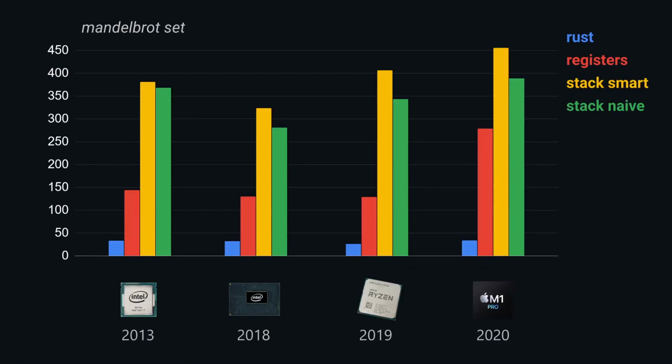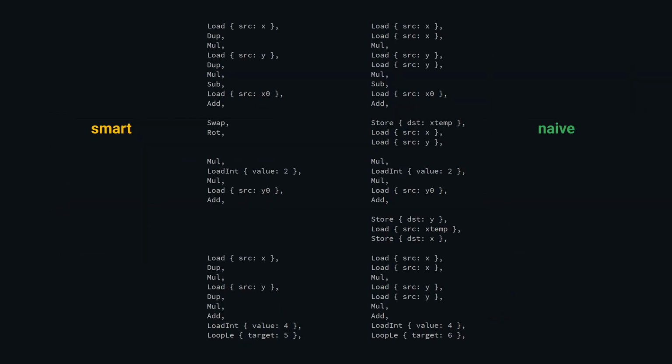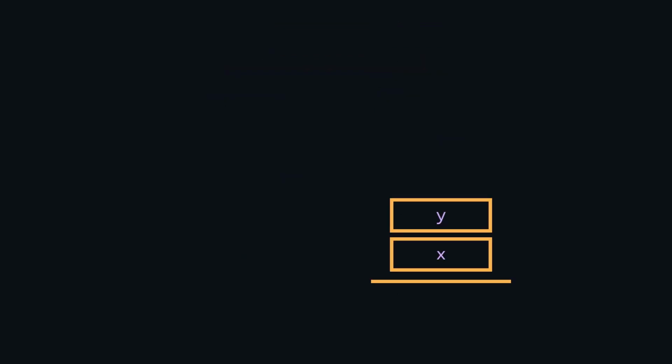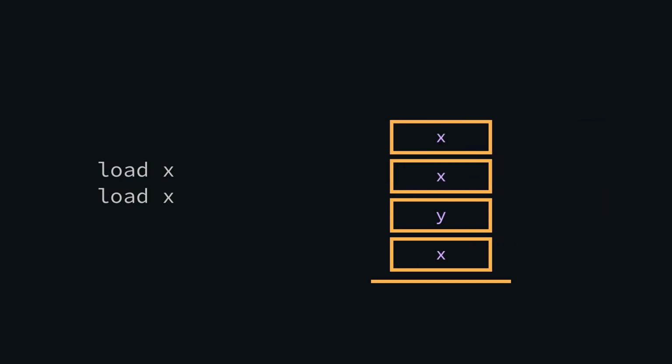But now let's go back to the question why the naive stack-based code was faster than the optimized stack code. In the Mandelbrot set function, one important difference are these instruction pairs here. Load followed by duplicate in the smart version, and load followed by load in the naive version. Both instruction sequences do the same thing, push two copies of a variable to the top. But the issue with load followed by dupe is that the duplicate requires the result of the load, so they're dependent, while the two loads in the naive version are independent.